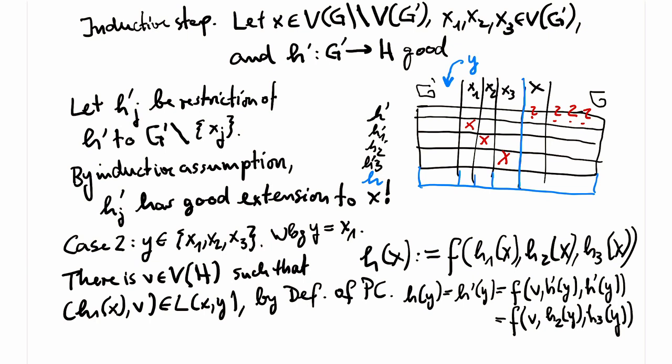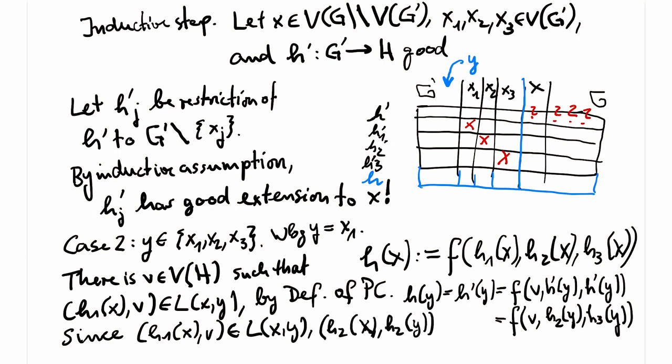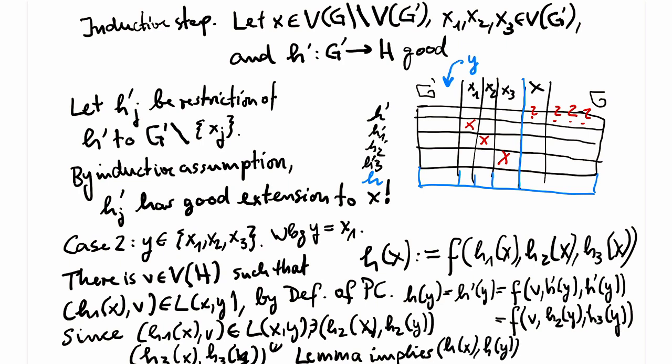of y. So the pair h of x, h of y, can be written as the result of the operation f applied component-wise to the pairs h1 of x, v, h2 of x, h2 of y, h3 of x, h3 of y, and all of these three pairs are in the list L. Since f preserves the lists, we obtain that the pair h of x, h of y, is in the list L. So we indeed found a good map from G to H, which in particular is a homomorphism from G to H. And this concludes the proof.